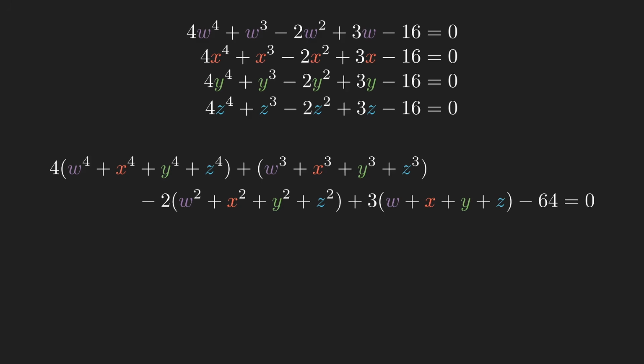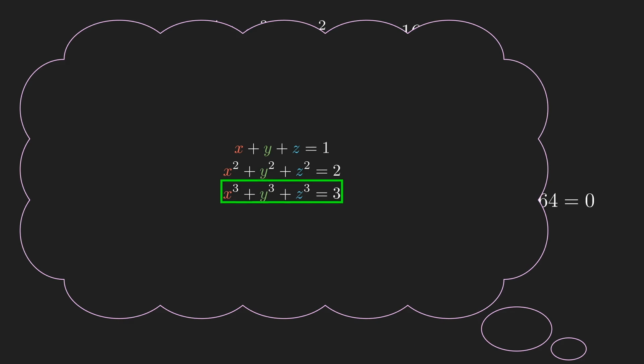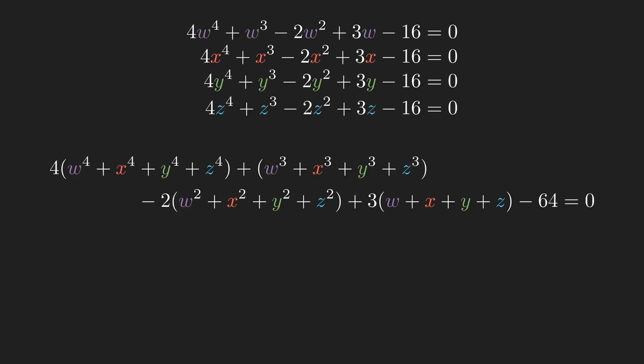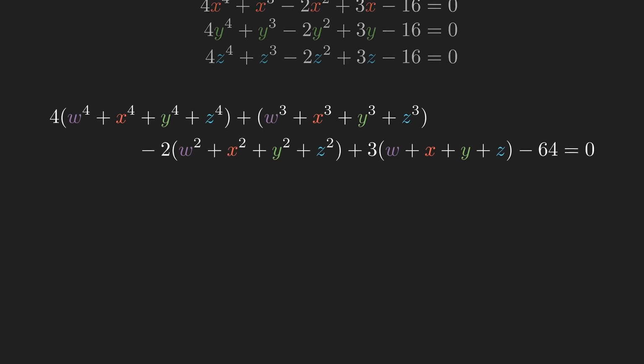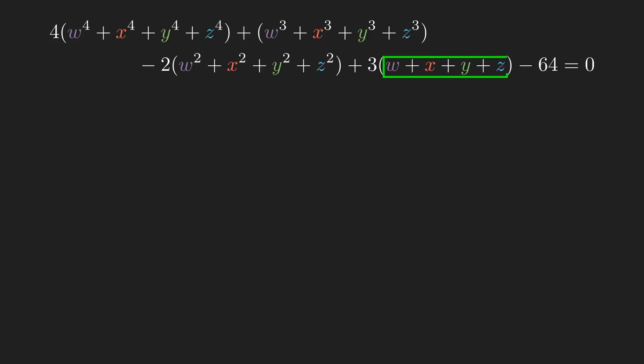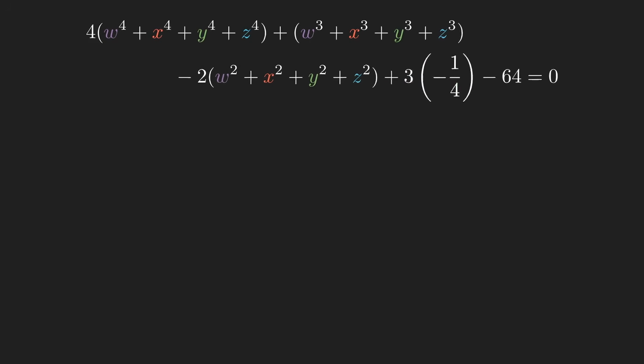If you remember back to when we solved the first problem, we knew what the sum of the cubes, the sum of the squares, and the sum of the variables were directly from the given equations. Unfortunately, in this problem, the given equations don't tell us that. But all hope isn't lost. I mean, we already know what w plus x plus y plus z is. That's S1, which is minus a fourth. Let's substitute that in.